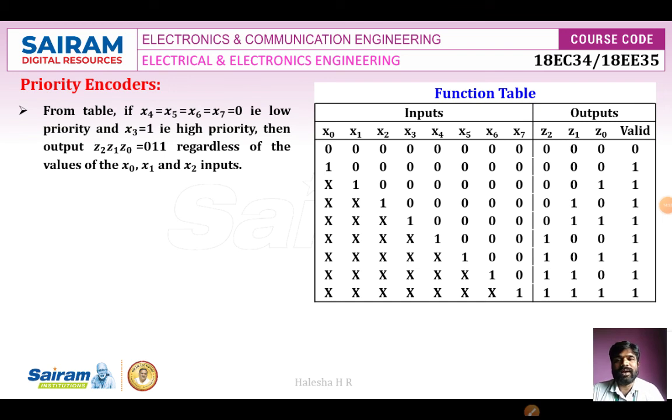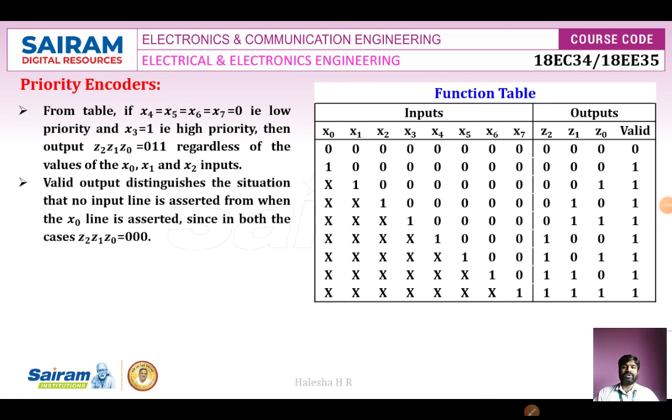From the table, as I said, when x4 to x7 are 0, that is low priority, and x3 is 1, that is high priority, it gives the output corresponding to x3, that is 011, regardless of the values of x0, x1, x2. If all are high priority, the default priority goes to x3. The valid output distinguishes the situation where no input is asserted, the first row, from the situation where x0 is selected, the second row. Since both have triple zeros, 0 means invalid and 1 means valid, corresponding to x0.